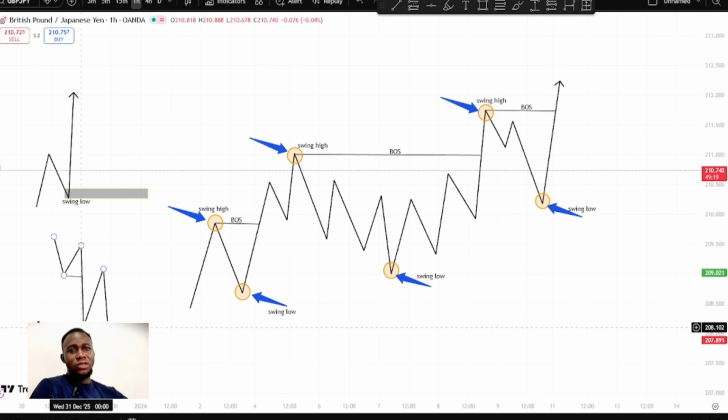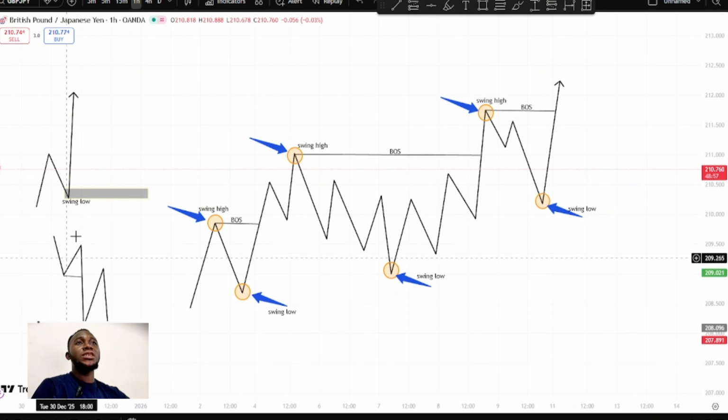I want you to get this thing. Just pay attention to this video very, very well. In a bearish trend, you are trying to take your sell or your trade from your swing high, hoping that it will take out your swing low to facilitate a push to the downside, causing a break of structure to the downside. While in a bullish trend, you are taking your trade from your swing low, while you are expecting that it will facilitate a push to the upside and cause a break of structure to the upside.